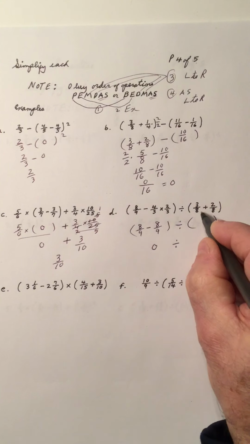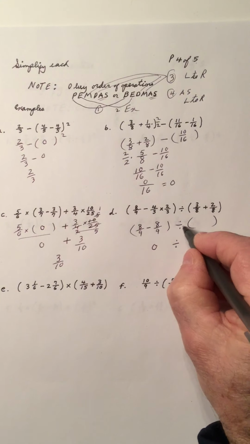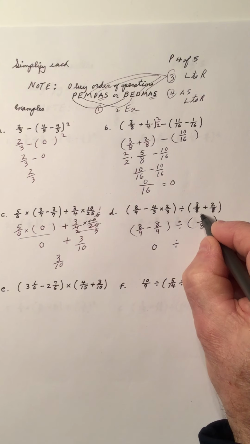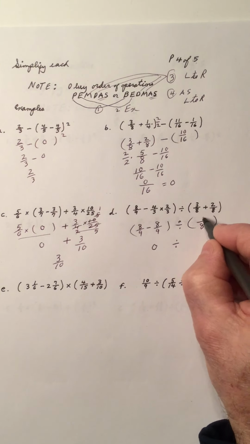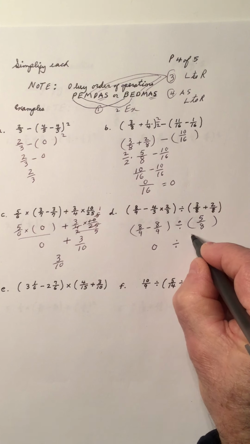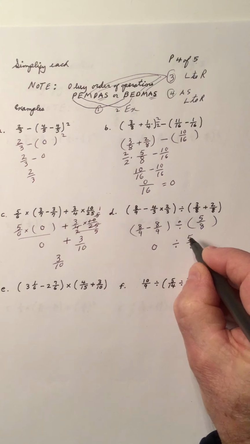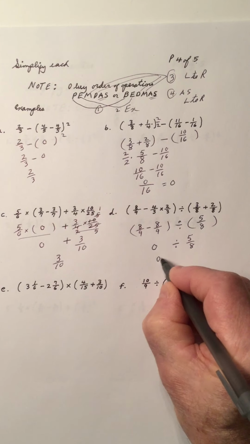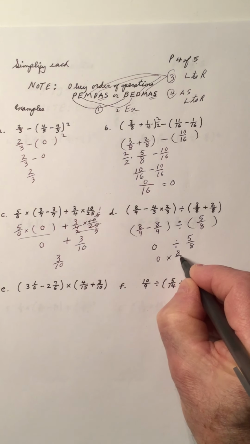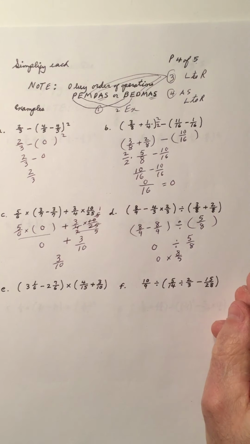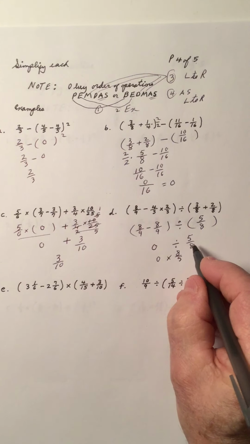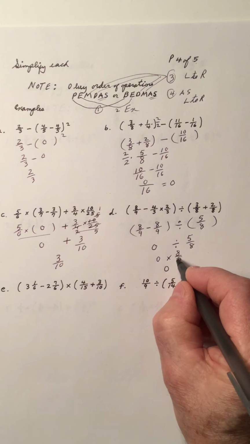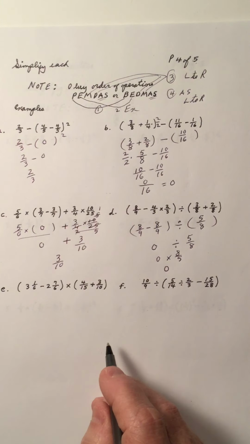So we still have to work the inside of this one before we divide. So we're adding, common denominator is 8. 3 plus 2 is 5. So that is a 5 over 8. So 0 divided by 5 over 8, I could go 0 times 8 over 5. But 0 divided by a number is going to be 0. So if the division becomes a multiplication due to reciprocal, I still get a 0.